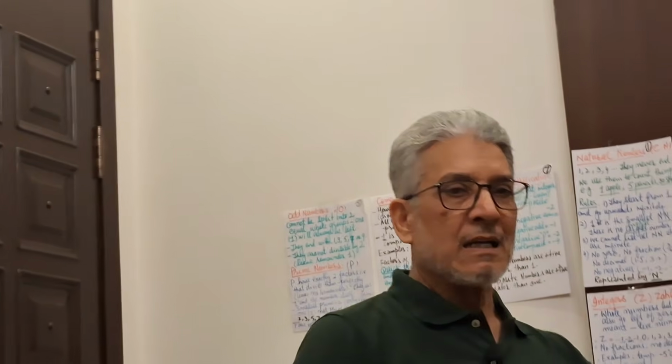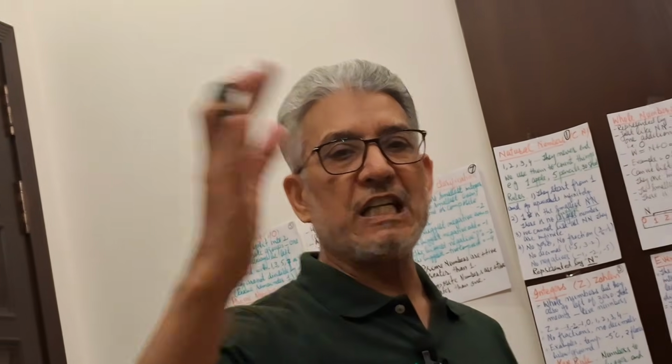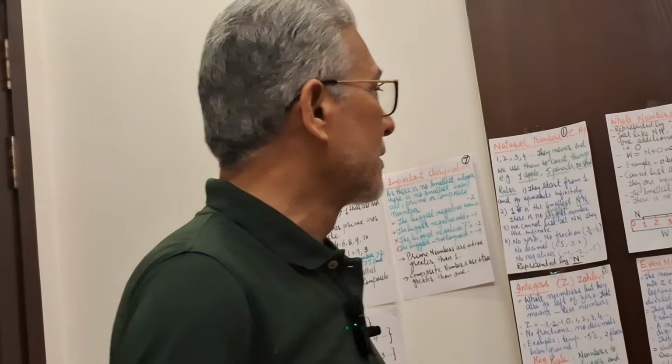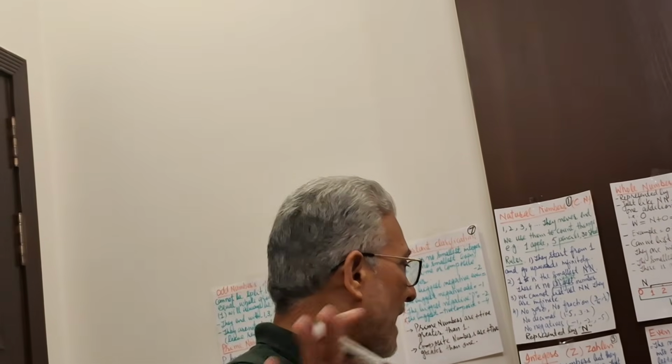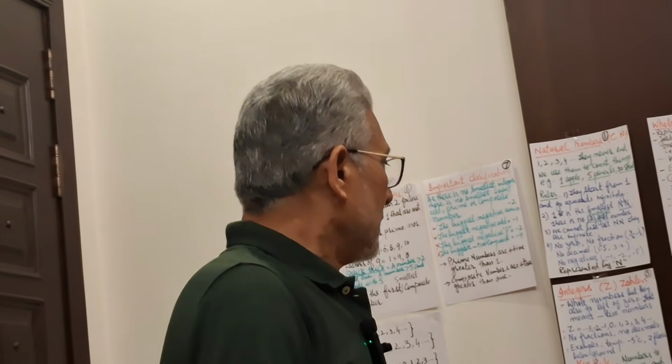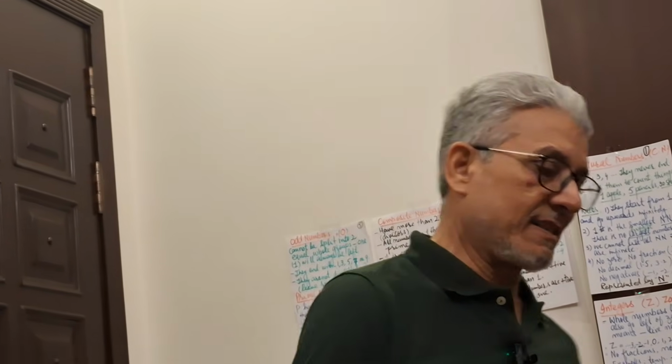So even number plus even number is equal to even number. Odd number plus odd number is equal to even number. Even number plus odd number is equal to odd number. So remember this fact also. So yes, 0 is an even number.